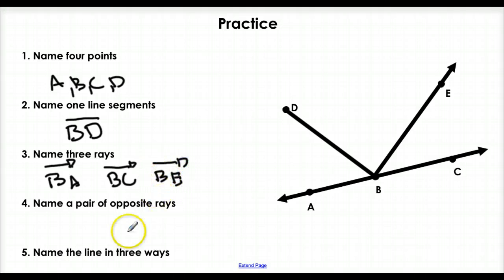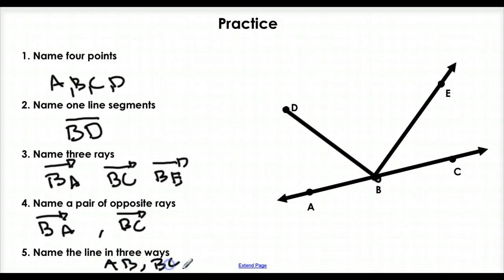All right? Name a pair of opposite rays. Well, that's when they have a common endpoint. So we got B as the common endpoint, and they go in opposite directions. So BA, that's 1 ray, going this way. And the other way is going this way. So it's BC. And name the line in 3 ways. Well, let's see. This isn't the line, that's the line segment. This isn't the line, that's the ray. This is the line. So let's name it in 3 ways. It could be AB, it could be BC, and it could be AC. And don't forget to draw the lines with the arrows to say that goes on forever.